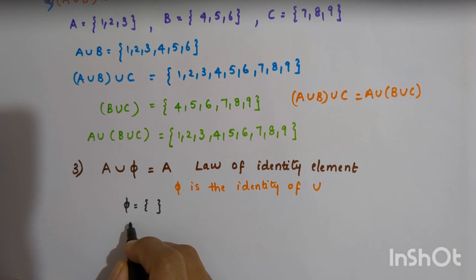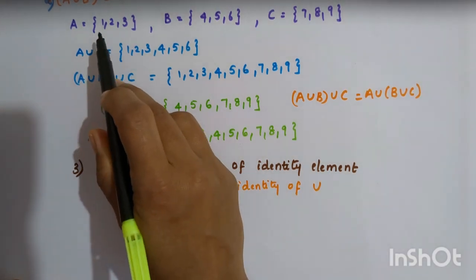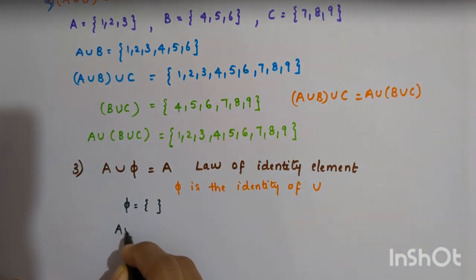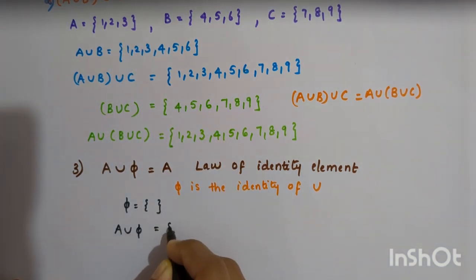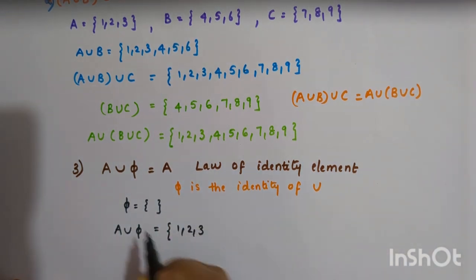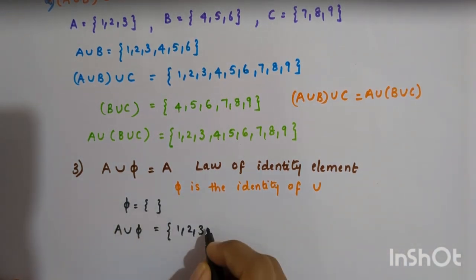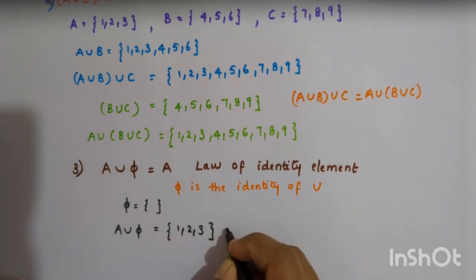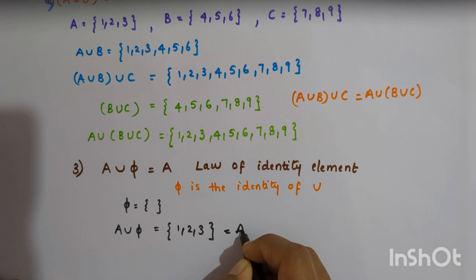Now what about A union phi? So here you see A is set 1, 2, 3. So A union phi, you have to write all the elements of set A. So 1, 2, 3 and all the elements of set phi. No element is here. So this is A union phi. This is actually equal to what? You see 1, 2, 3, that is A. Alright.